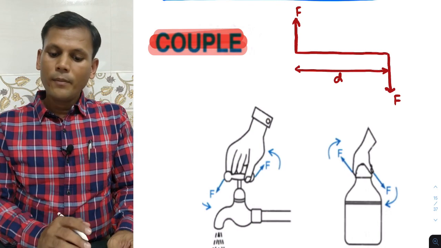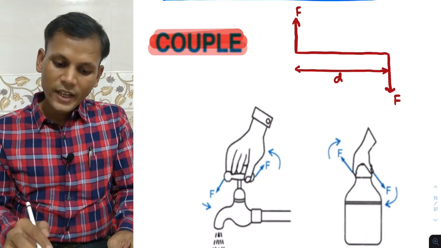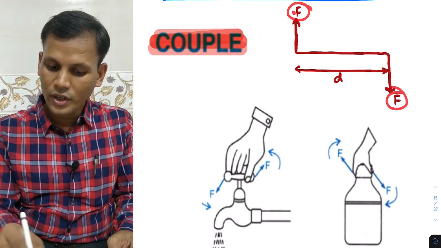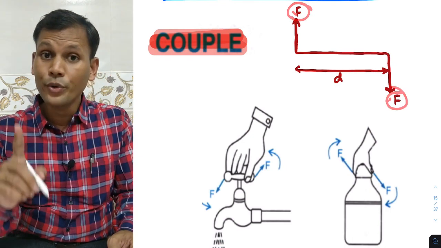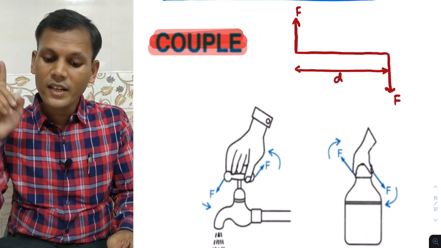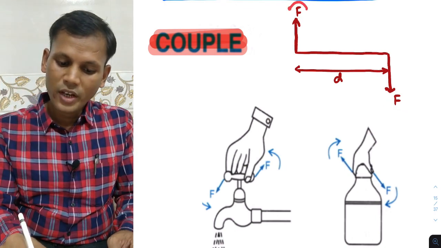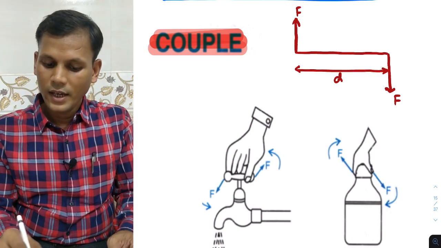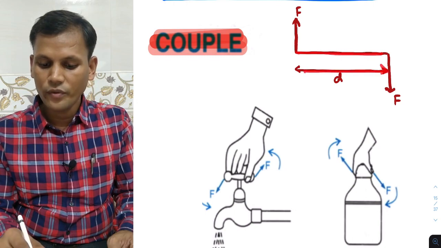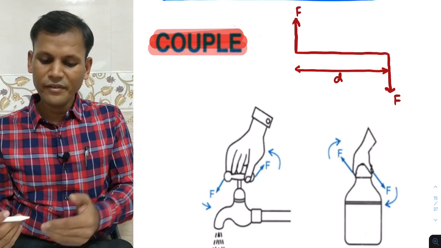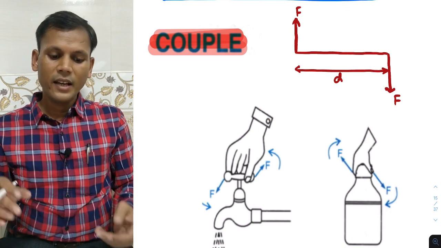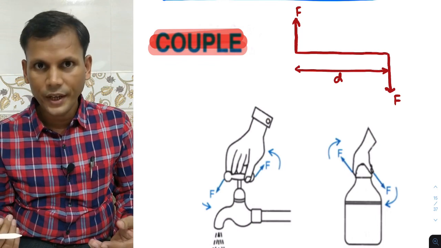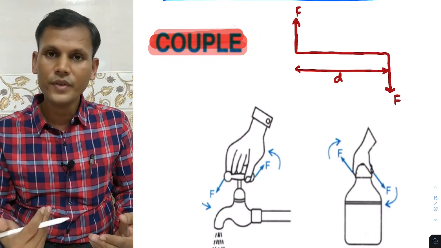So what is a couple? A couple is defined as the product of one of the forces, because these two forces are equal in magnitude but acting in opposite directions, and the perpendicular distance between the two forces. This is the perpendicular distance between two forces. That is the couple; we will define it later on. But one thing I will say: when a couple is applied on any body, the body starts to rotate. Turning effect. We are going to study the turning effect.